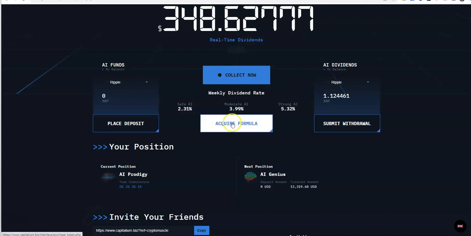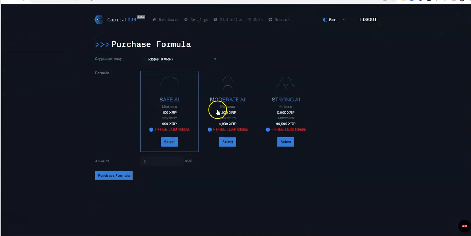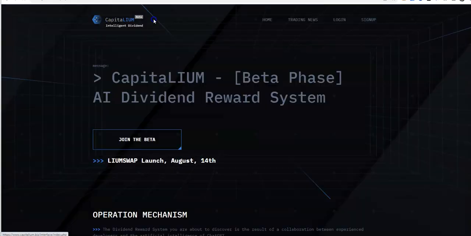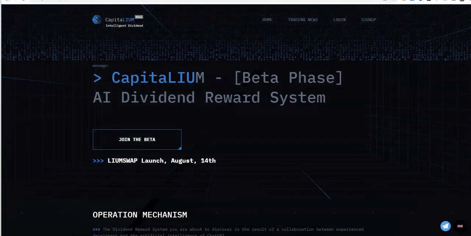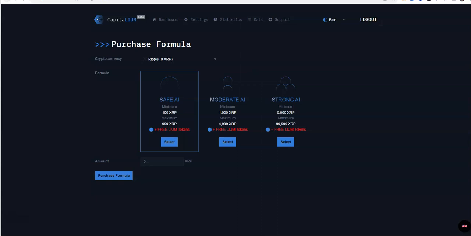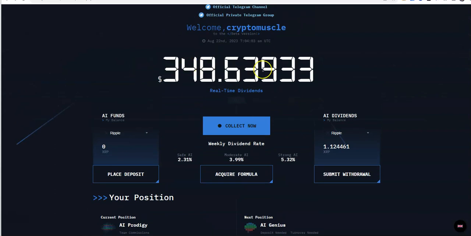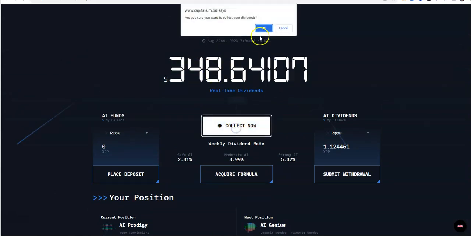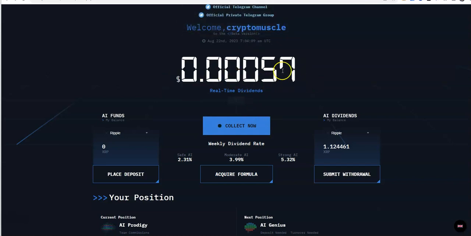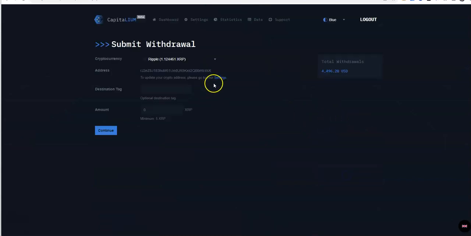And then from there, acquire the formula. Same thing, purchasing either way, whether it was from what we just looked at or here. You go about it either way, it's fine. Went a little too far, let me go back. From there, I could let this thing ride or collect this dividend. So I'm going to collect this dividend. $348, why not? So now that goes into my wallet, which I could submit a withdrawal, which are my dividends here.